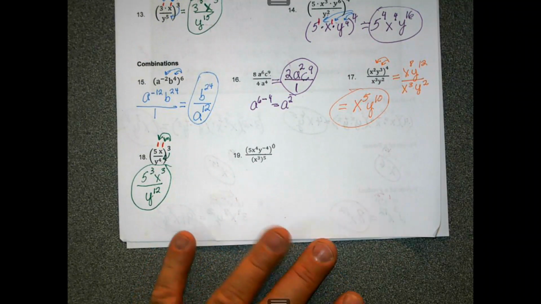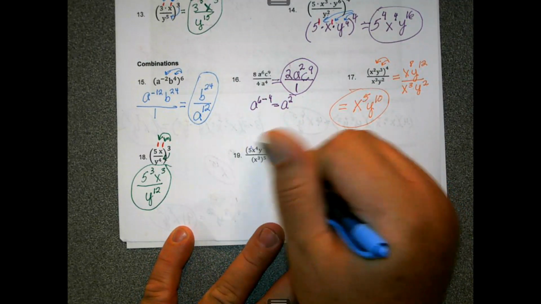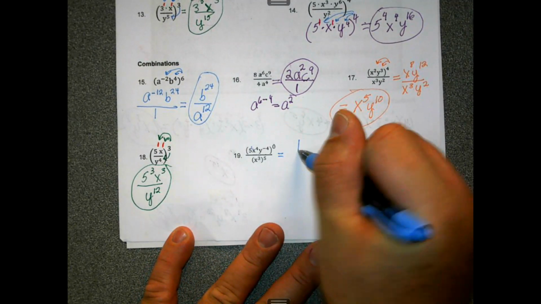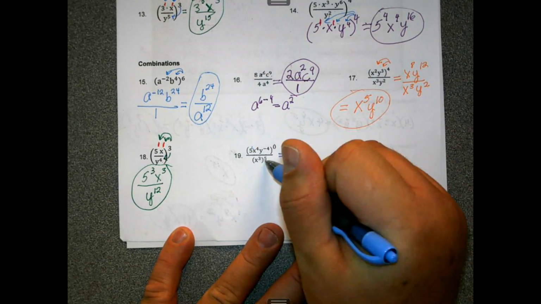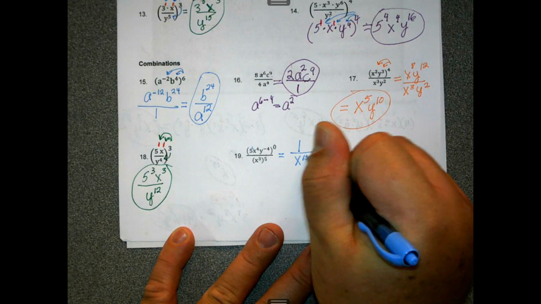And finally, let's see, all of this is raised to the 0. So this equals 1. X to the 5 times 3 is x to the 15th.